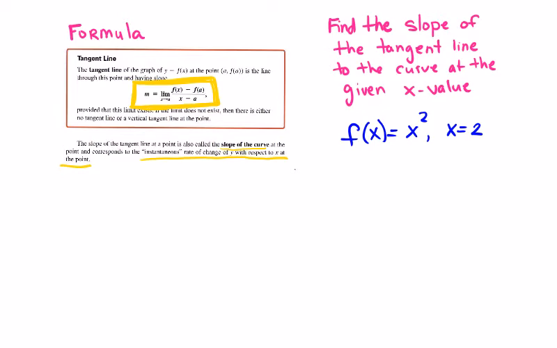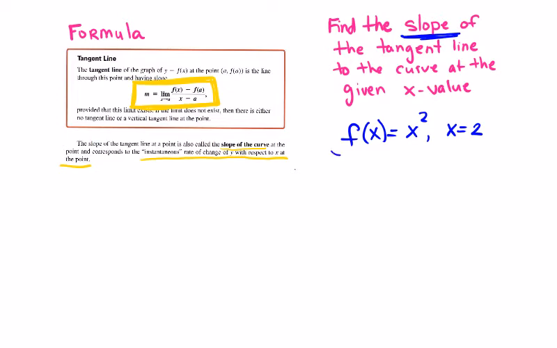So now let's take a look at this example. What we're going to do is two different things. Right now we're just going to work on finding the slope. On the next slide that I show you, we're going to be looking at finding the entire equation for the tangent line. So we're going to find the slope of the tangent line to the curve at the given value of x.